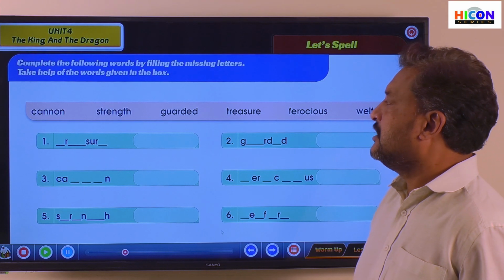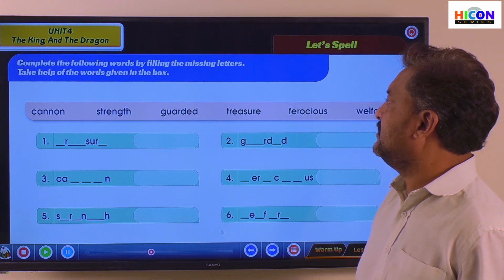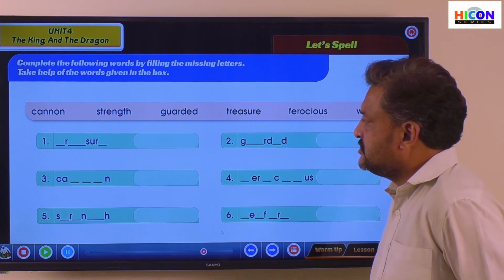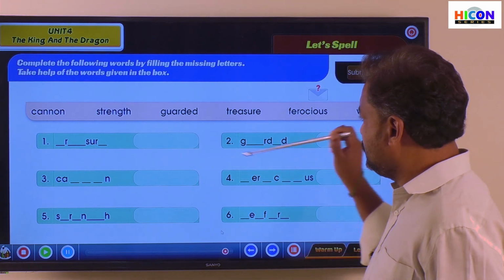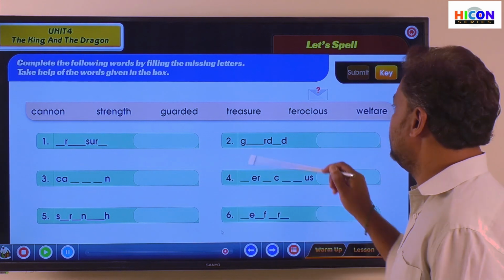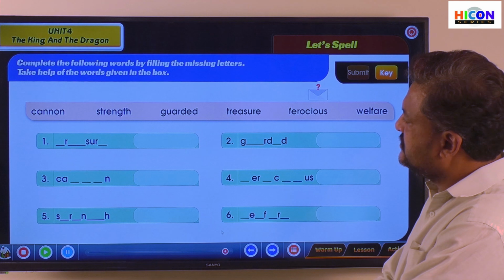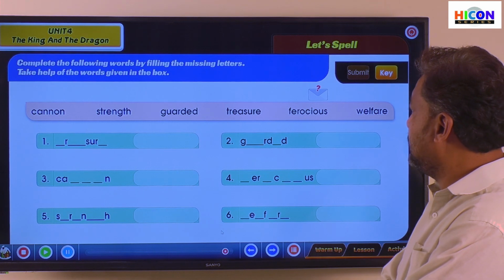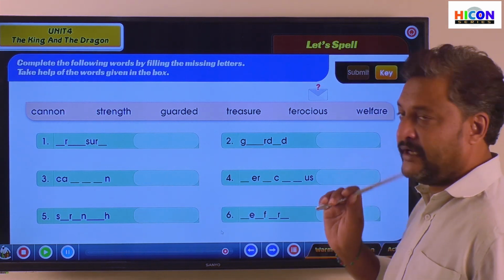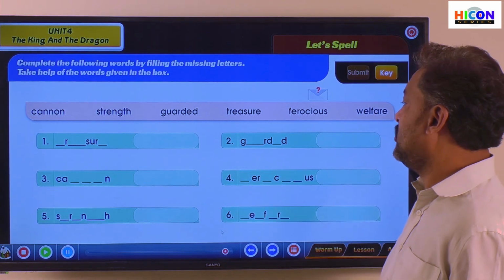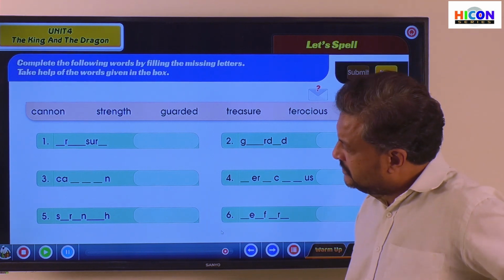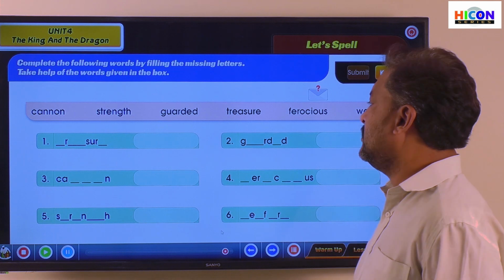Let's spell. Complete the following words by filling the missing letters. Take help of the words given in the box. So we have 1, 2, 3, 4, 5, 6 words with some letters missing in that. So we need to identify those letters and yes, we need to identify these words, right? And drag and drop it here. So the first one is dash R dash dash SUR dash.